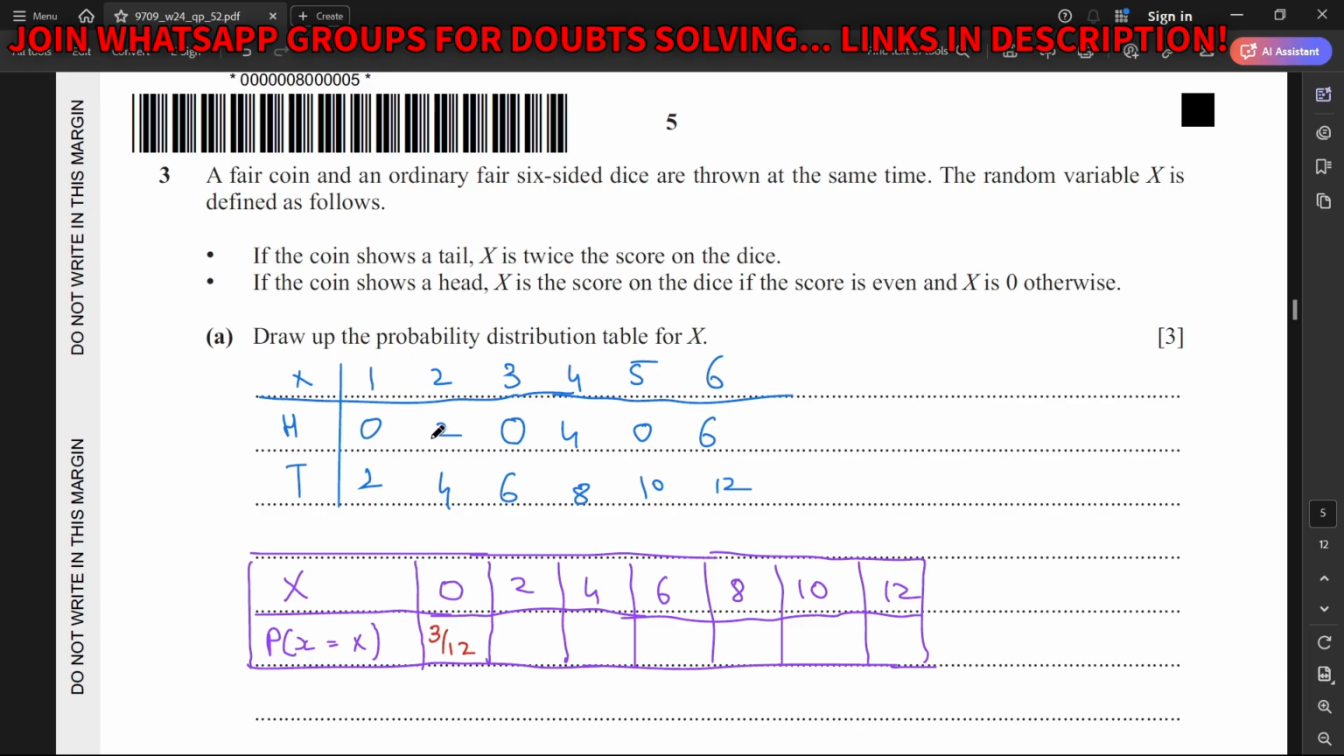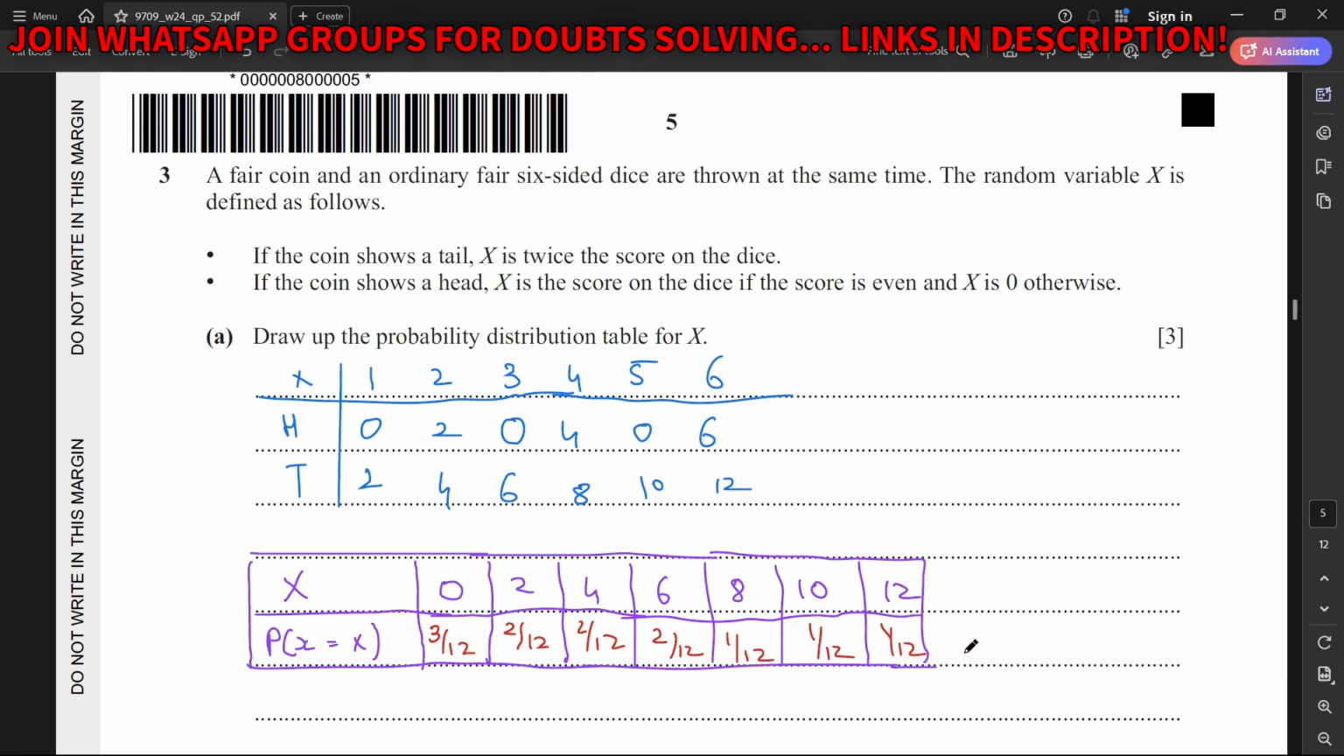Then 2 is appearing 2 out of 12, so that will be the probability. For 4, it is again 2 over 12. 6 is appearing only once, 8 is also appearing only once, 10 and 12 is also appearing only once. So 1 by 12. 6 is appearing twice, my bad, over here and over here, right? Then 1 by 12, 1 by 12 and 1 by 12.